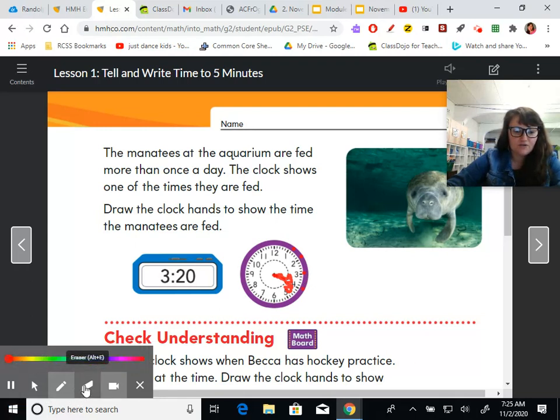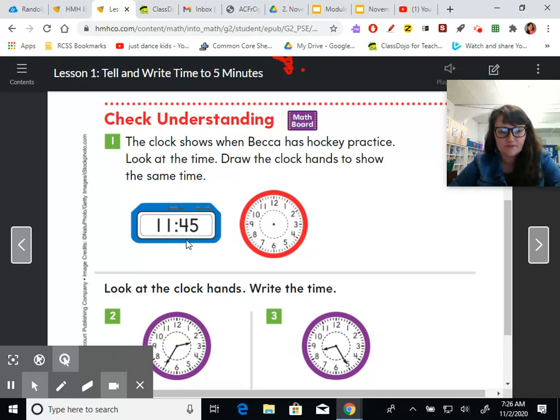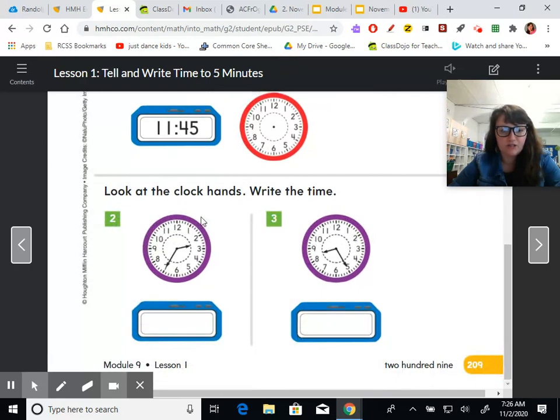All right, so then the next section, check understanding. You're going to solve these on your own. So the clock shows when Becca has hockey practice. Look at the time, draw the hands to show the same time. So it's 11:45, draw 11:45. All right, look at the clock hands and write the time. So you've got this one, and you have this one. Okay, don't forget to pause it so you can look at them.